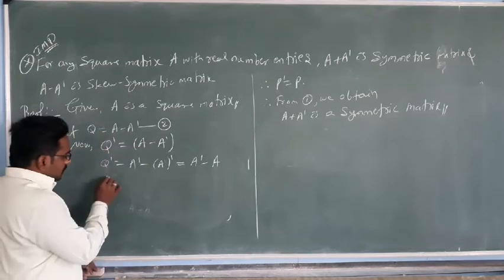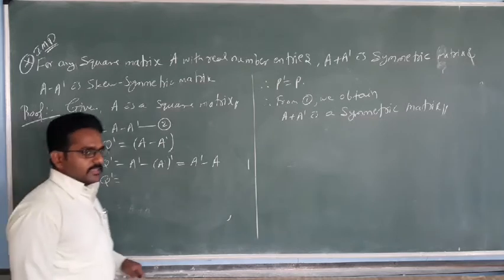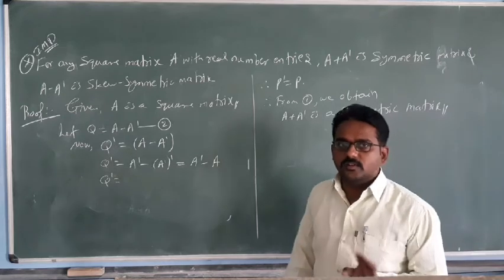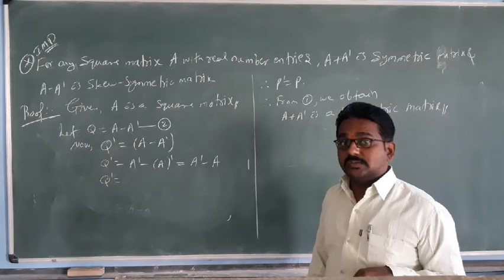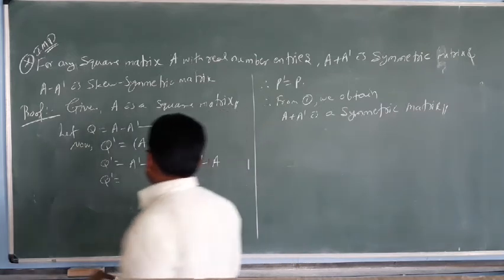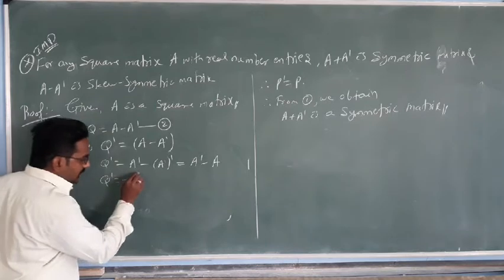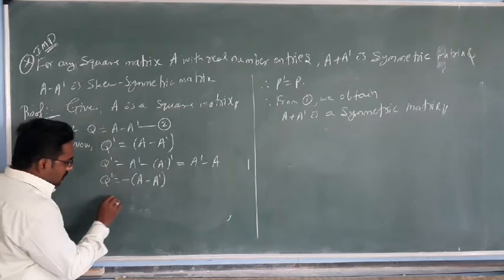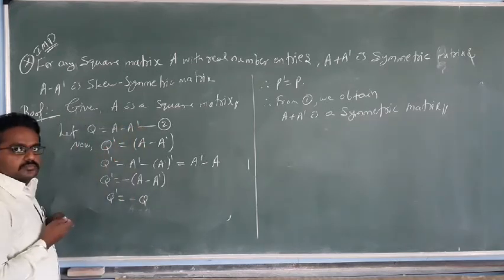Okay? So we can't write A dash minus A equals A minus A dash. The subtraction of matrices does not follow the commutative law. Why? 2 minus 1 is 1, 1 minus 2 is minus 1. There is no equality of the entries, so we can't write that. Instead, I can take minus common, so we get minus of A minus A dash. So Q dash equals minus Q, from equation number 2.